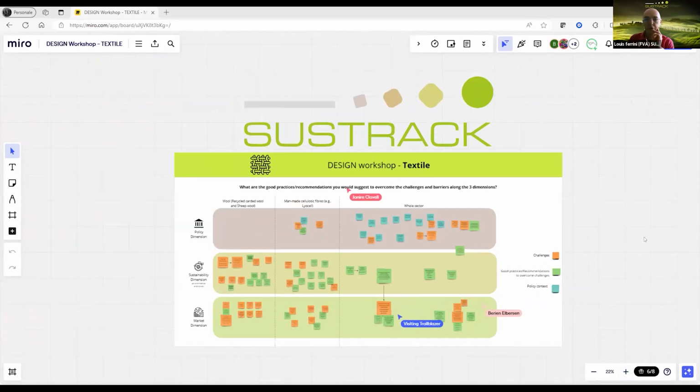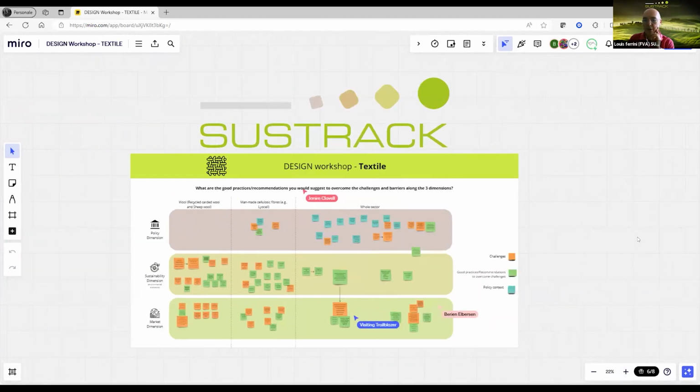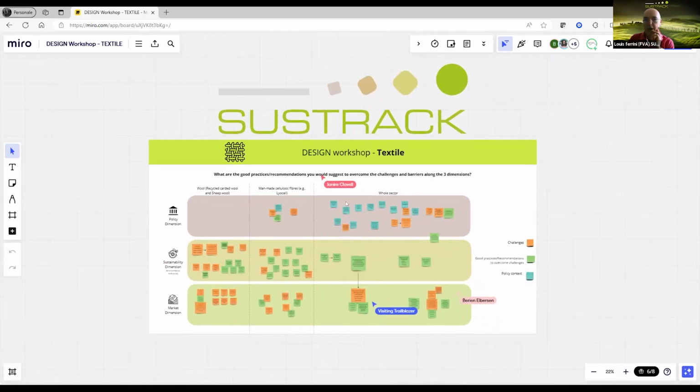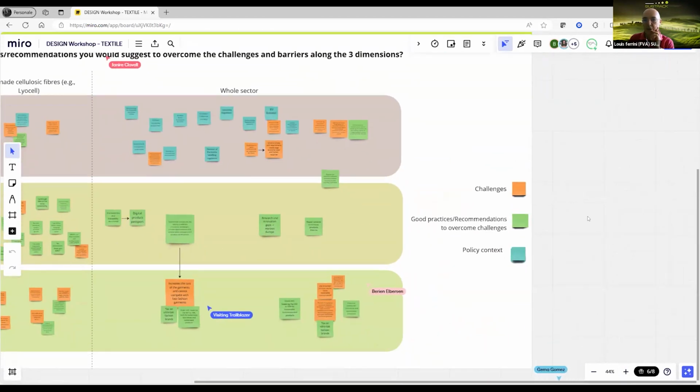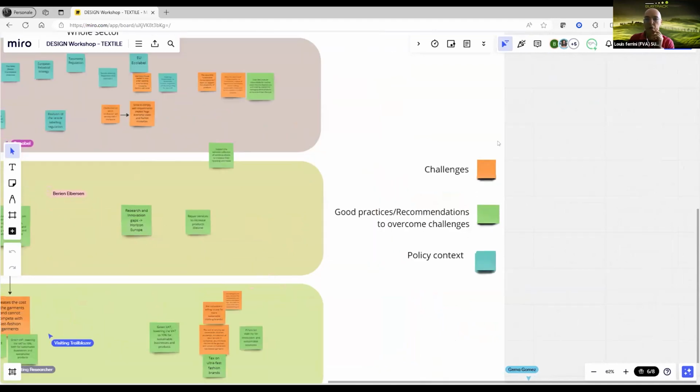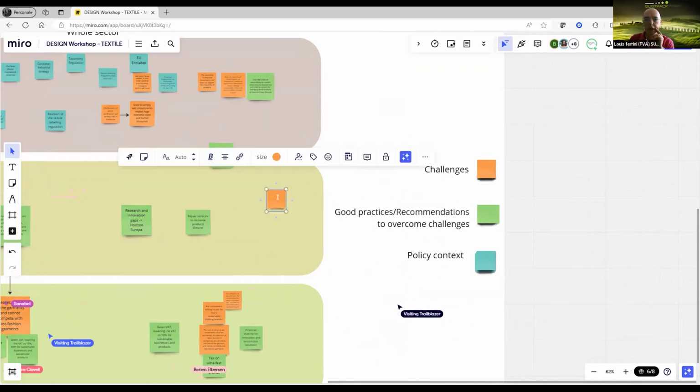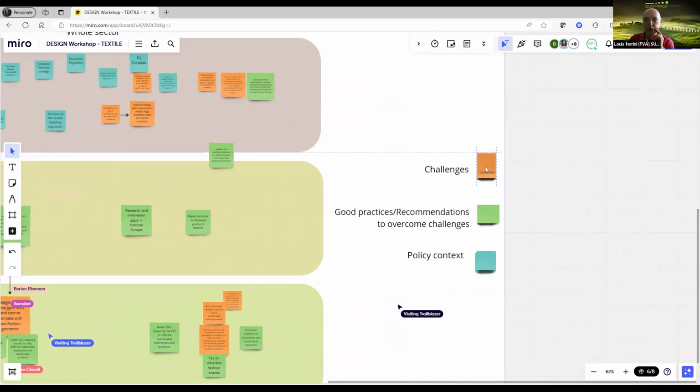You can scroll by using the right button of the mouse, and what we ask you is to pick one of those sticky notes that Valentina will tell you in just a second, move it to the right area, and then double click and write your contribution. Valentina, up to you. Thank you, Luis.